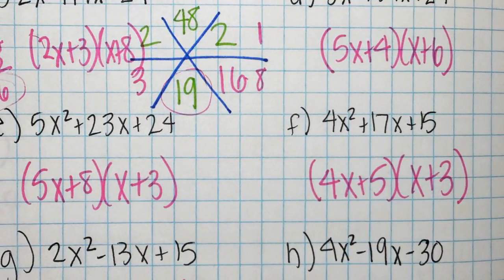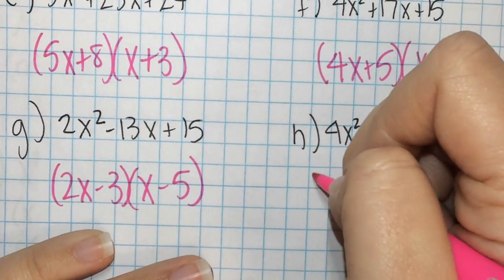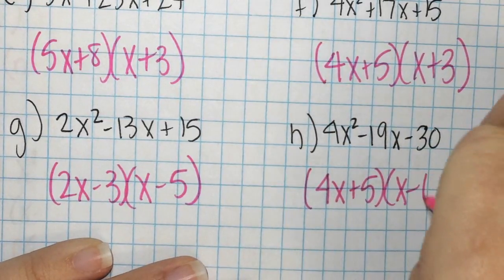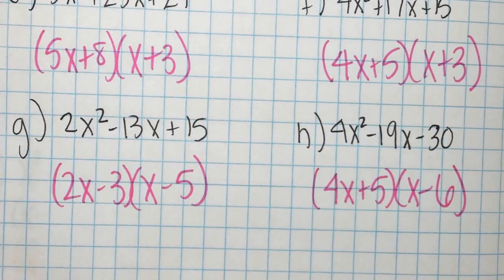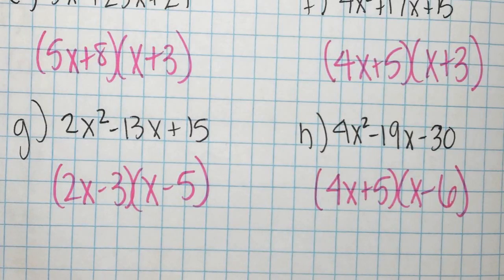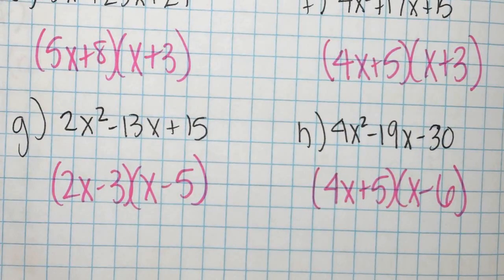Yes. Okay. And H. What do we get for H? 4x plus 5 and x minus 6. Oh, I'm so proud of y'all. Great job. Now, do you feel better about these because we've practiced factoring for like 2-3 weeks now? Like over and over and over. And since we're just adding one more step to it, it's really not that bad, right?